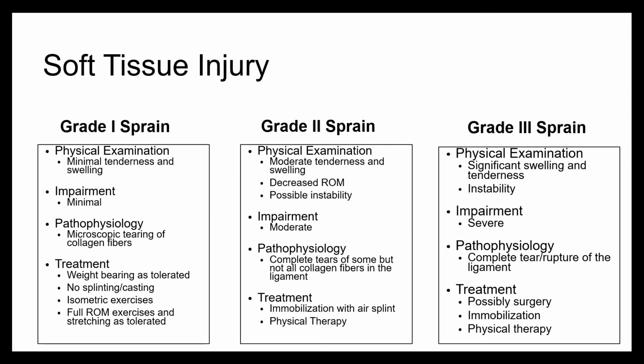A grade 2 sprain may have some physical therapy, and it's possible that we might immobilize that with an air splint for a short period of time. But that grade 3 sprain, again, the most severe of the 3, that one is definitely going to have some immobilization for a period of time. That patient is definitely going to need some physical therapy, and it's even possible that they're going to need some surgery to repair that torn ligament.